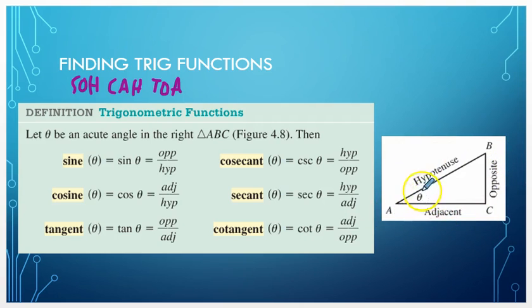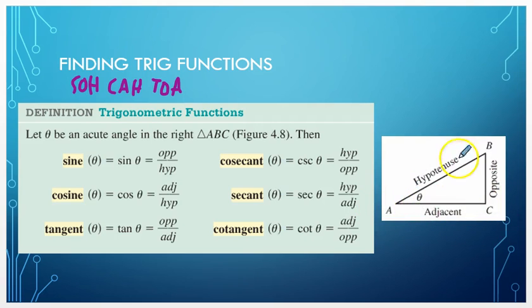For this triangle right here, we're indicating that theta is in this bottom left corner. So when you're defining the sides, opposite is going to be, out of the three sides, the one side that's not touching your angle. So this one's touching it, and this one's touching it. That means opposite is the one across from it over here.